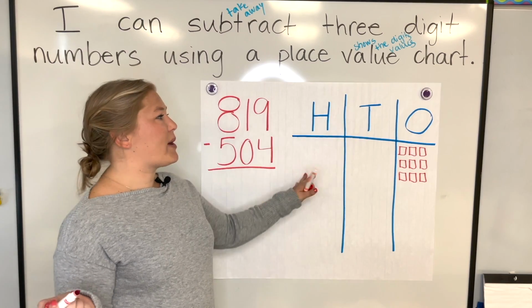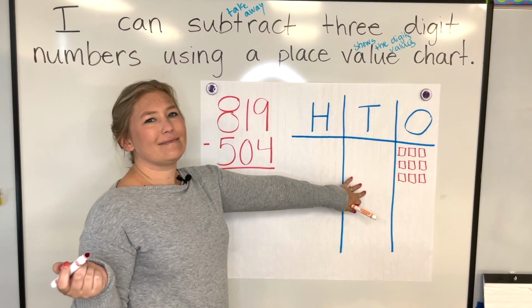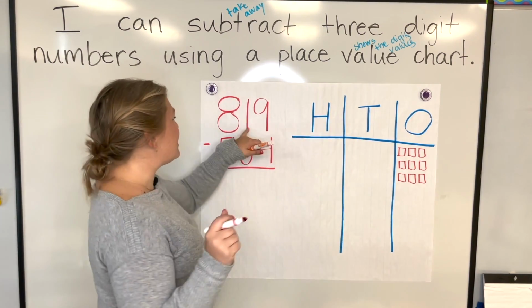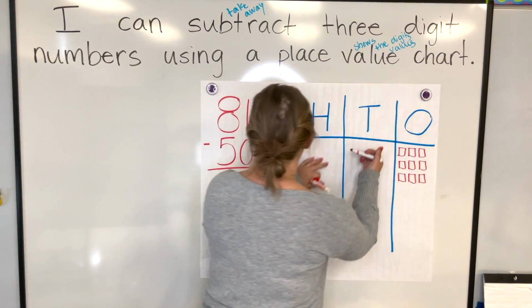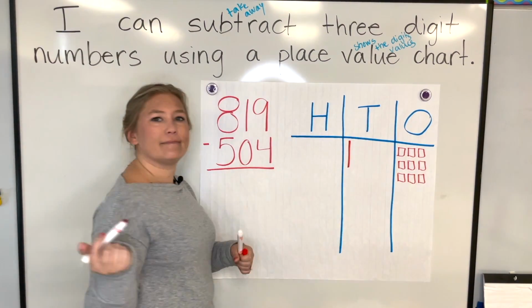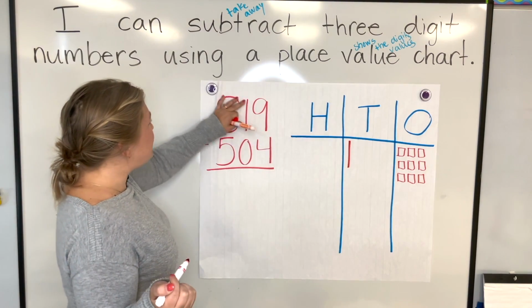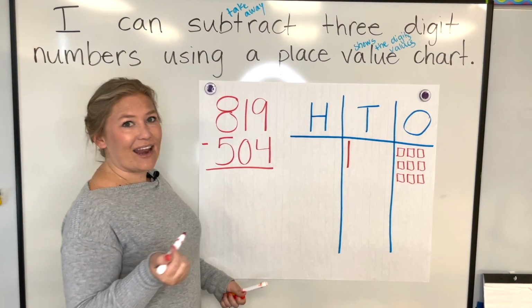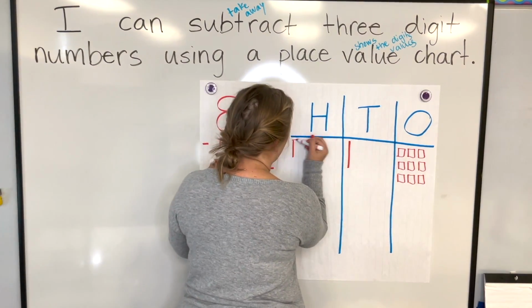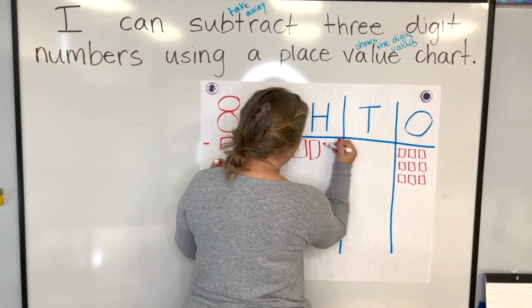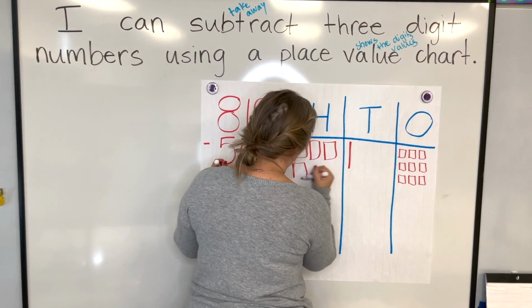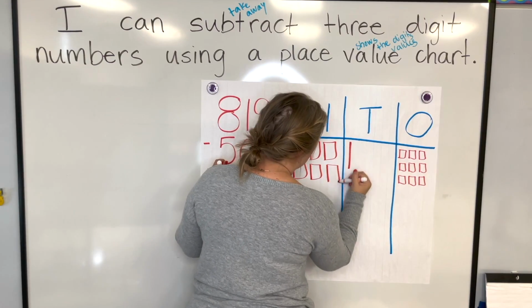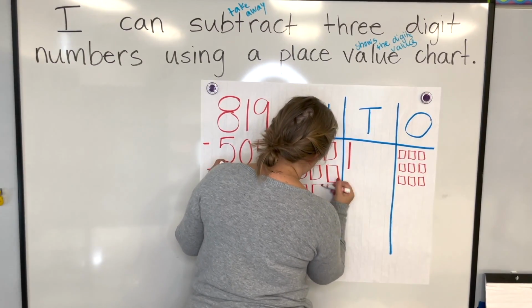And should I move to my hundreds place or to my tens place? Let's move right next to our tens place where I have just 1 10. So I draw 1 10. And then our hundreds are last, and I have 8 hundreds, so I'm going to draw 8 hundreds. 2, 3, 4, 5, 6, 7, 8.